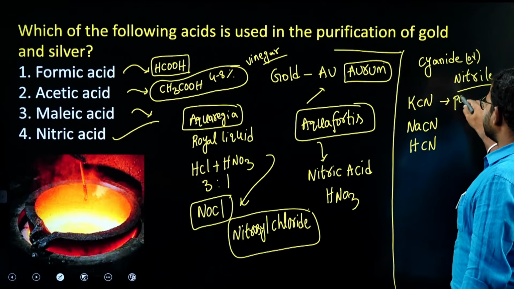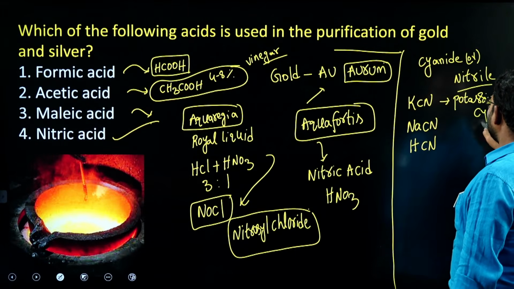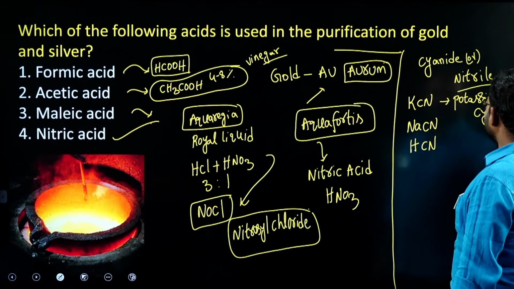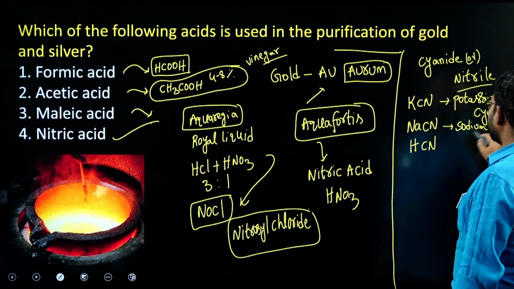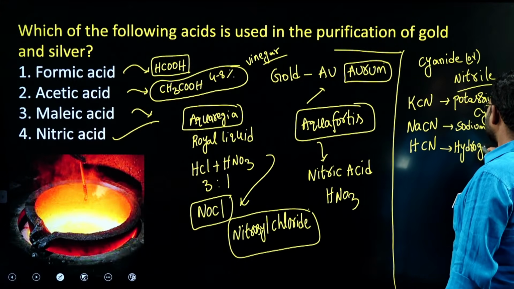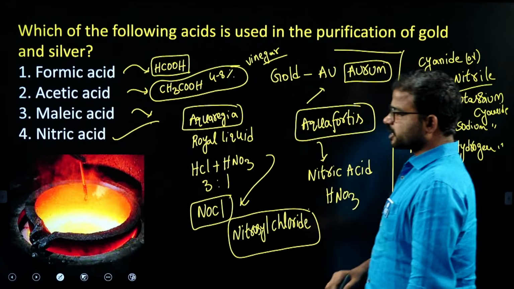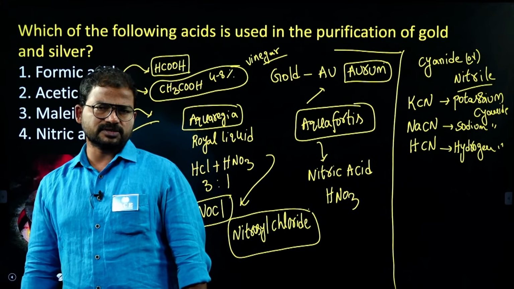So potassium cyanide. Next, sodium cyanide, or hydrogen cyanide. In these chemicals, guys, gold can be easily dissolved.